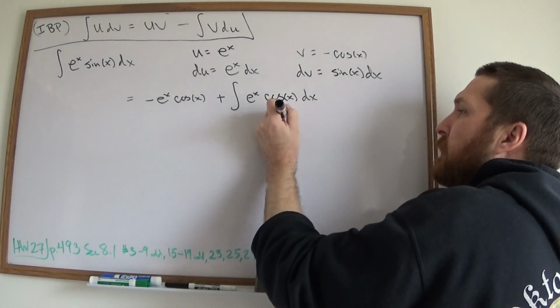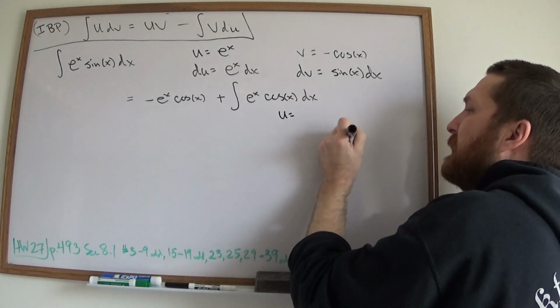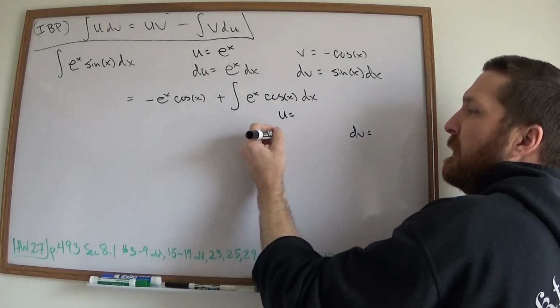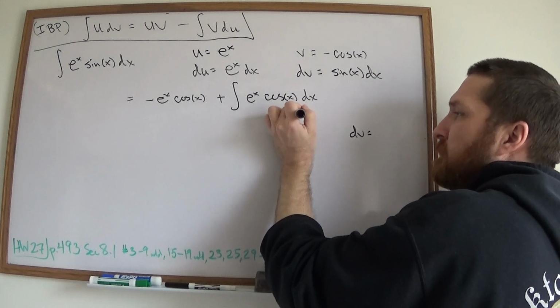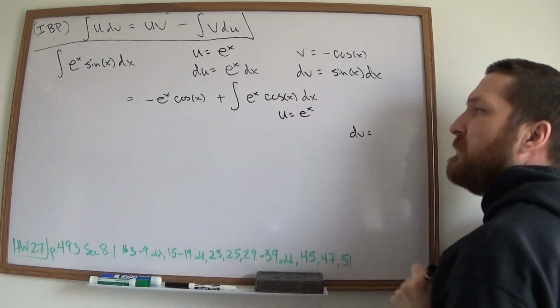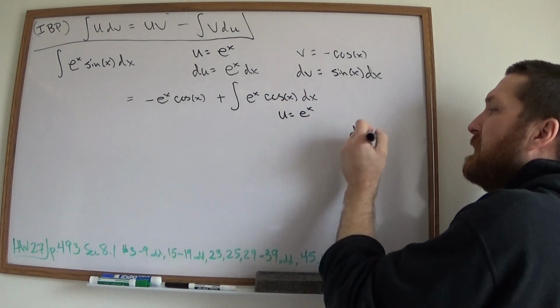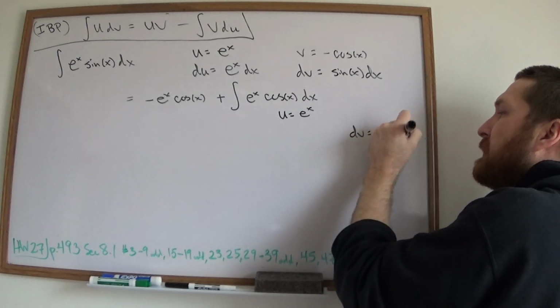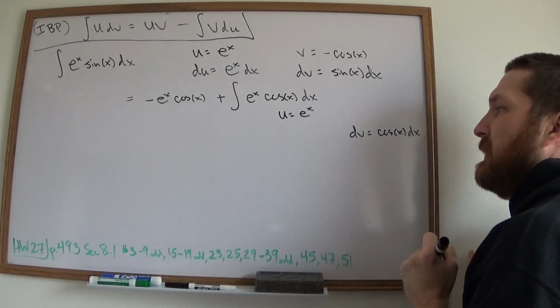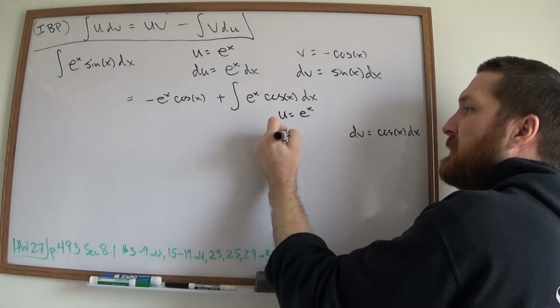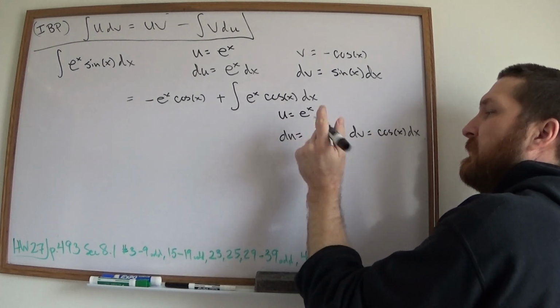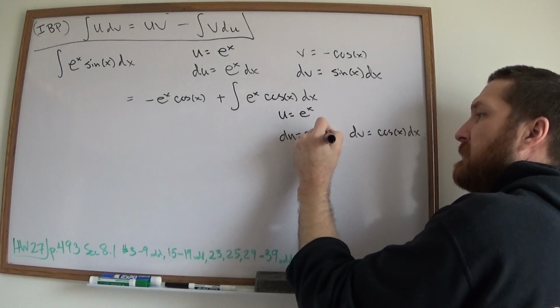So here we go. I need a u, and I need a dv. Okay, let's do the same old trick. u is e to the x. dv could be cosine x dx. Okay, so then du is going to be the derivative of this, which is e to the x dx.